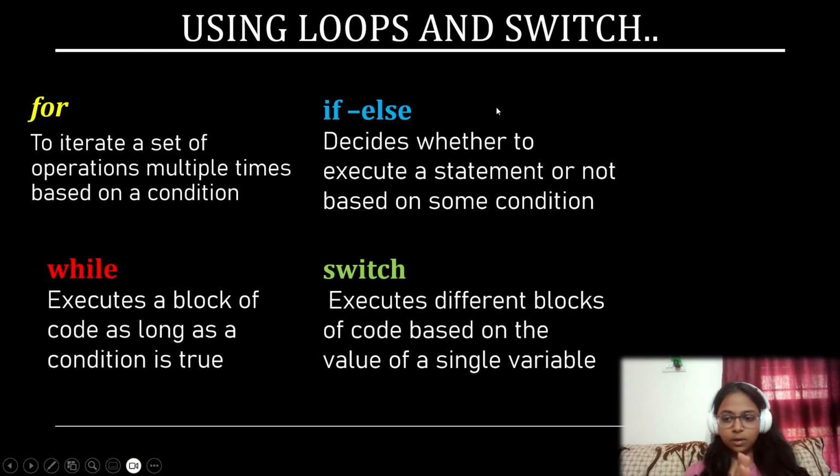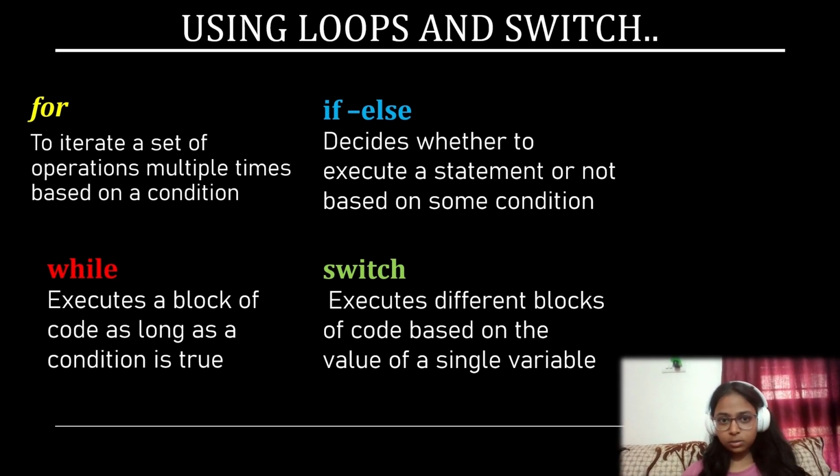Next comes the concepts of loops and switch. So let's start with the for loop. The for loop is used to iterate a set of operations multiple times. It means we have a basic condition, and we have to perform that operation a particular number of times. Then we will be using the for loop.